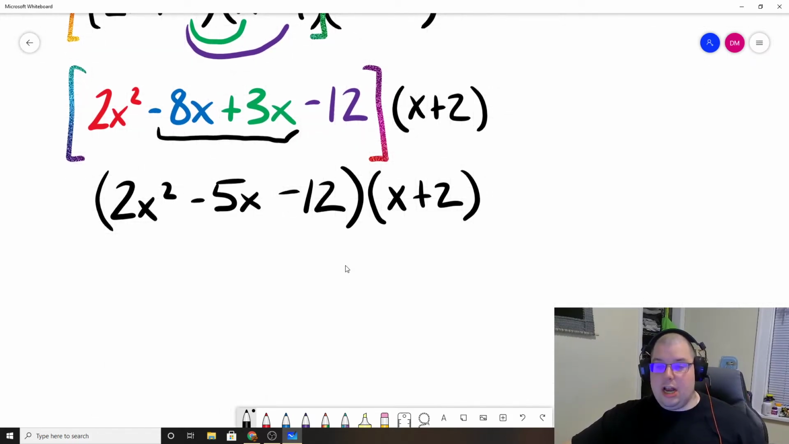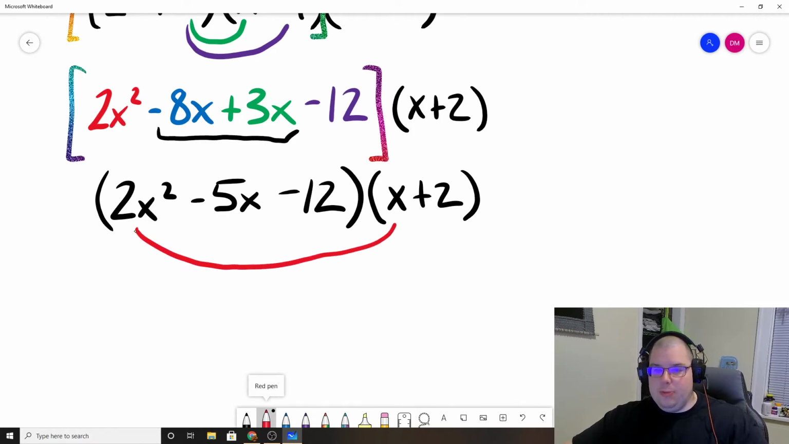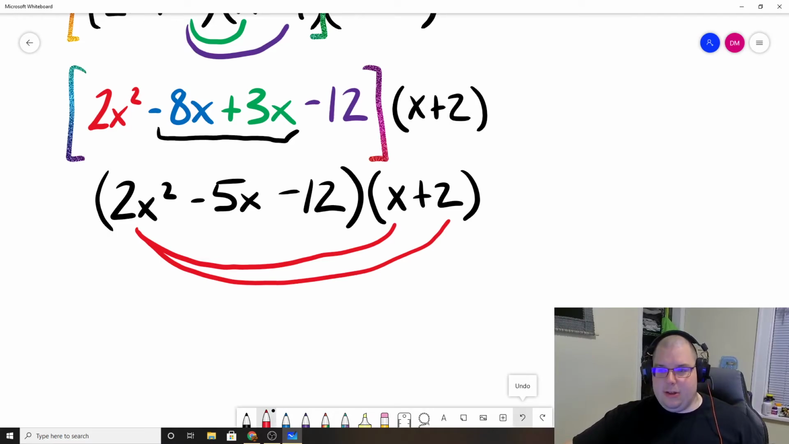Now, here comes a whole lot of distribution. And there are two ways to think about this distribution. You could either multiply each term in the trinomial by each term in the second polynomial. So in this case, 2x squared times x and then times 2.